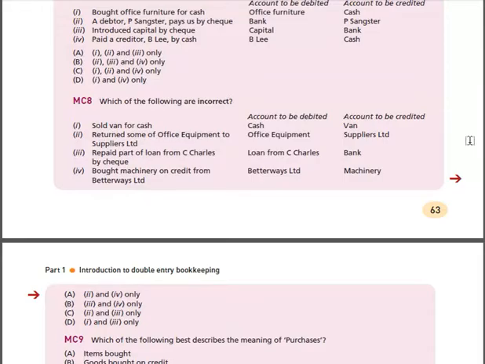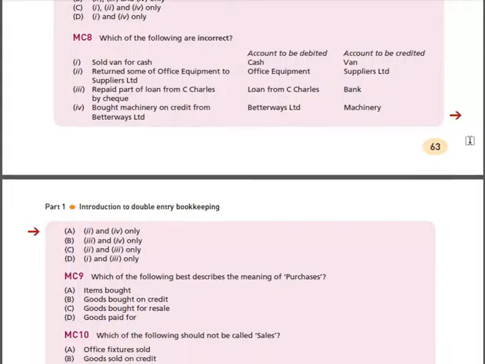Entry number 4. Bought machinery on credit from Better Ways Limited. We got an asset, machinery, which would be debited, and the Better Ways Limited liability has increased because we bought it on credit. So the liability Better Ways Limited should be credited. Here it's done the other way around. Machinery has been credited, whereas it's an increase, so it should be debited. So this one is incorrect. So 2 and 4 are incorrect, which is option B. Sorry, no, which is option A.